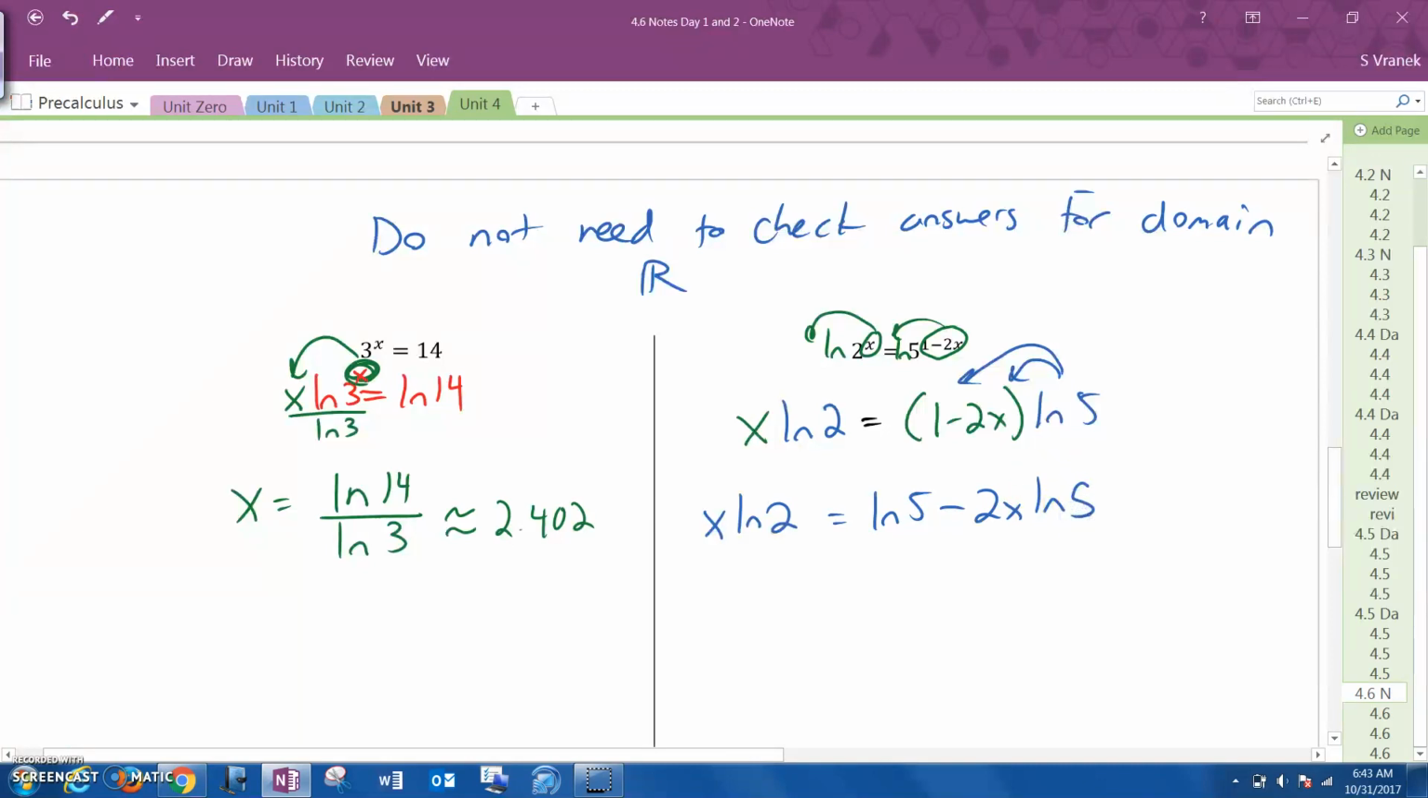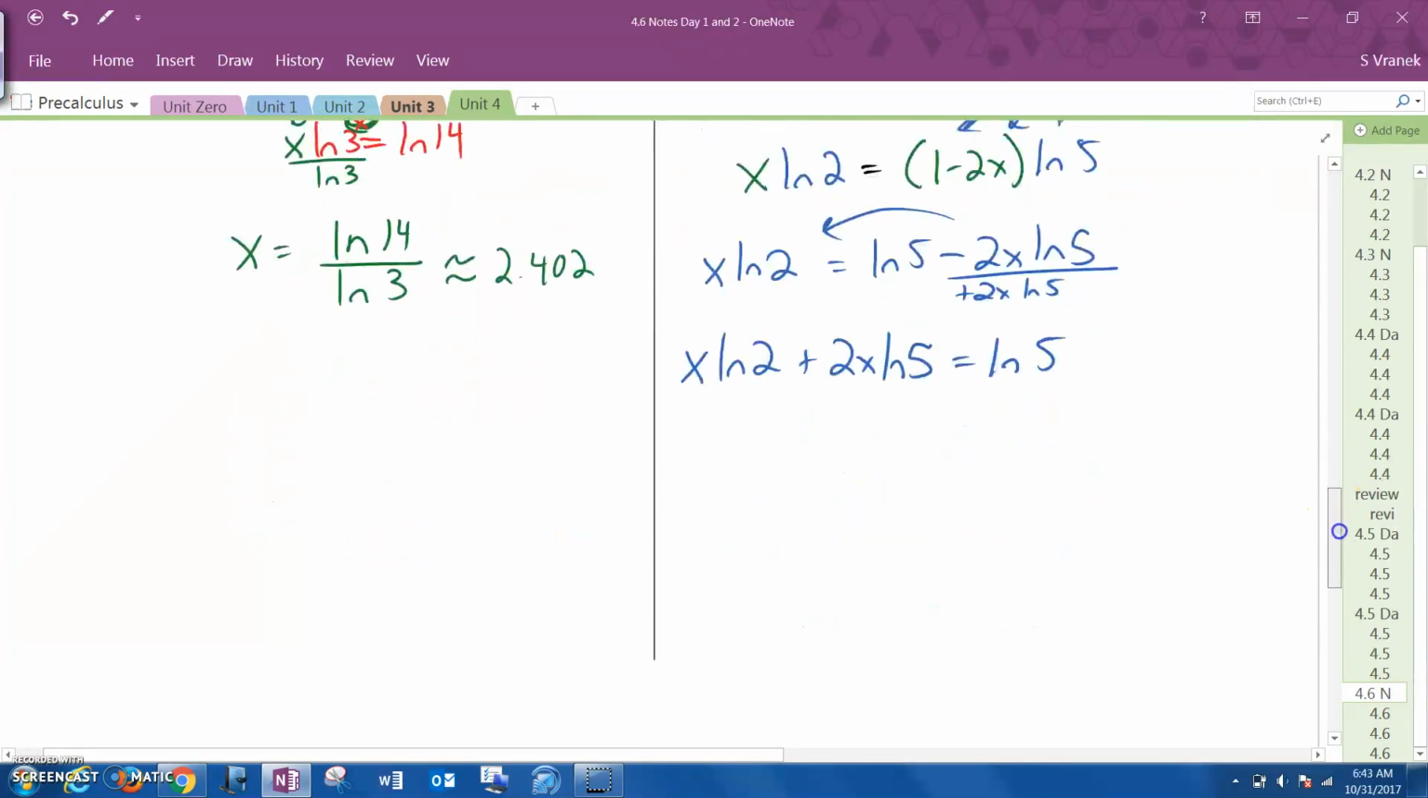Now remember, once you distribute, the next thing you do is we have to solve for x. But we have an x on both sides. So you need to get all the x's to one side. So I'm going to move this piece by adding it over to here. So I end up with x natural log of 2 plus 2x natural log of 5 equals natural log of 5. The whole reason we do that is now, notice how both of these pieces have an x in them. I can factor the x out.